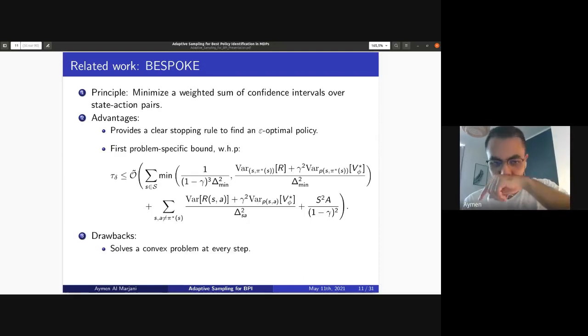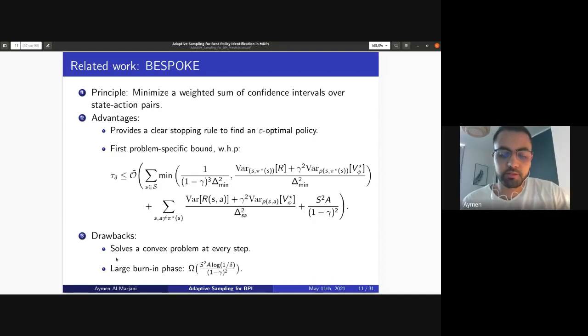But Bespoke has some drawbacks. One of them is that it solves a convex problem at every step to find the allocation it minimizes. So this makes it computationally inefficient. And it has a large burn-in phase. So before starting to iterate and solve their convex program, they allocate a fixed number of samples to every state action pair, which we will see in the experiment section, makes Bespoke less competitive numerically.